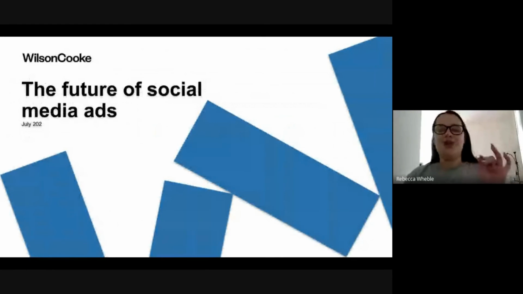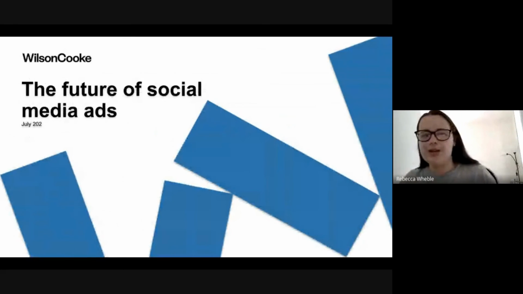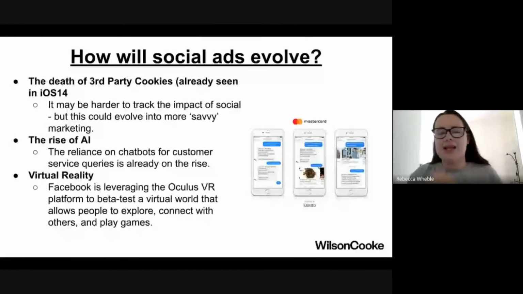And then I wanted to touch on the future of social media ads, because one massive thing that's going to come up is the death of third-party cookies we've seen in iOS 14. It gives me such a headache because it is a lot harder for people like me to track where these inquiries are coming from. For example, if someone's opted out of iOS 14, then it makes it a lot harder to attribute that it came from social.